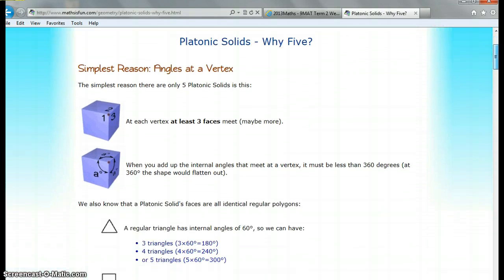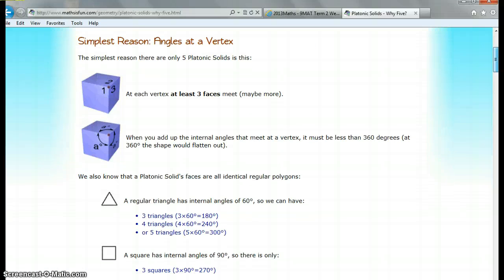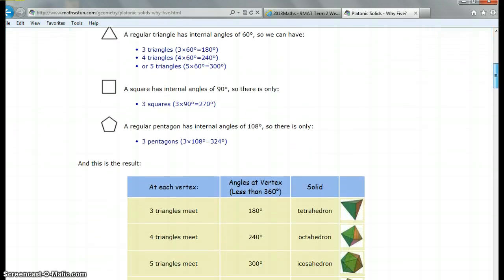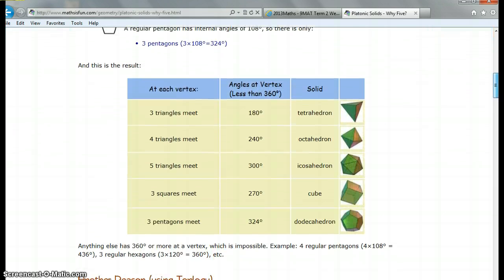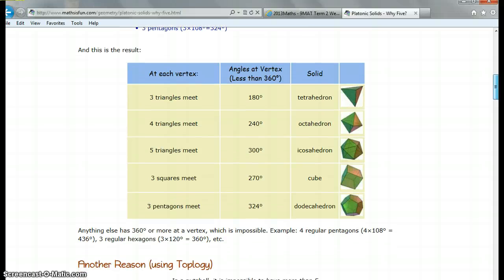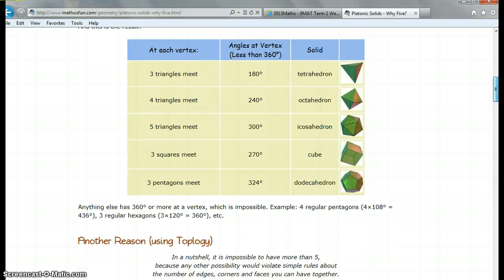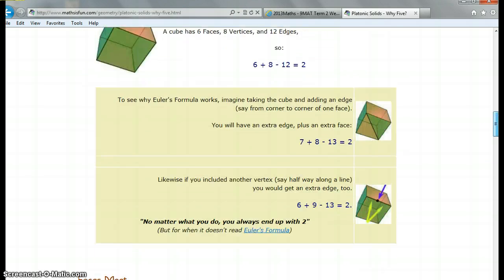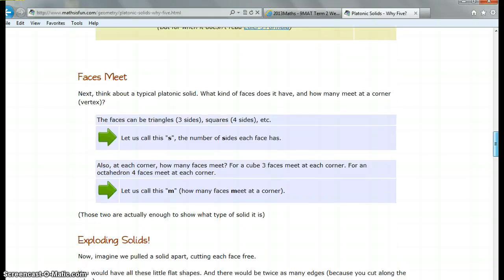Simplest reasons, angle at a vertex. There's only 5 because the angles here need to add up correctly. That's getting a bit high tech, I think, for year 9.